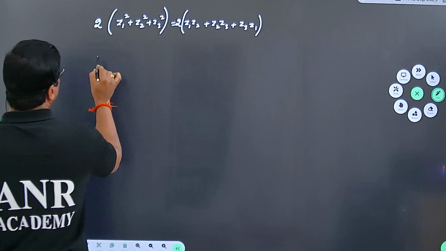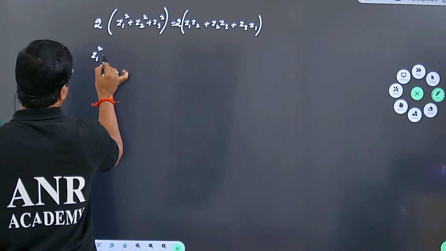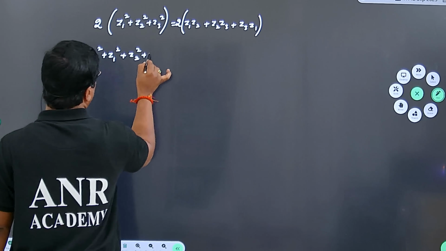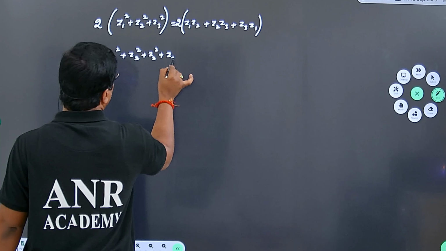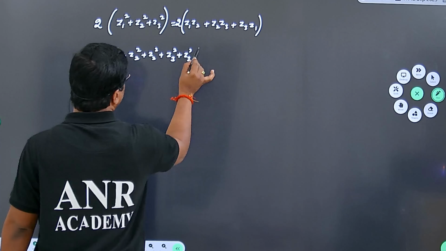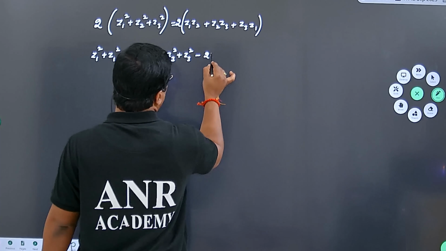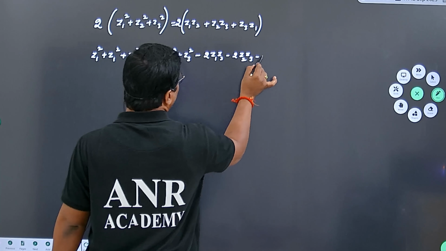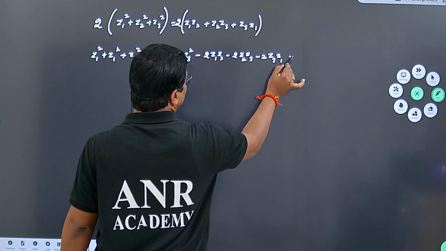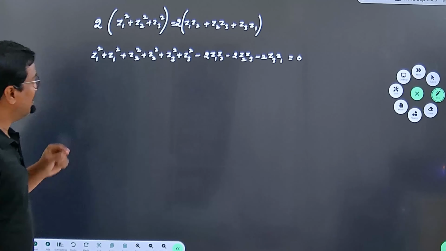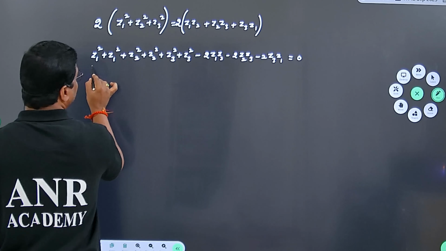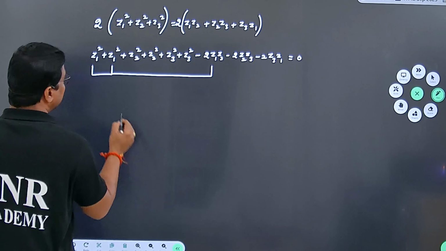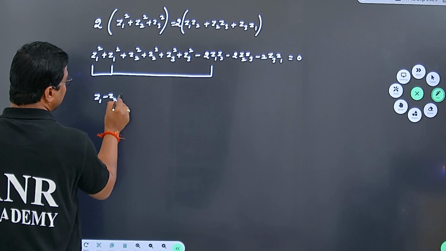Now what happens? 2 times z1 square, that is z1 square plus z1 square. Next z2 square plus z2 square, z3 square plus z3 square, minus 2 of z1 z2, minus 2 of z2 z3, minus 2 of z3 z1 is 0. Now z1 square, z2 square and minus 2 z1 z2 can be written as z1 minus z2 whole square.